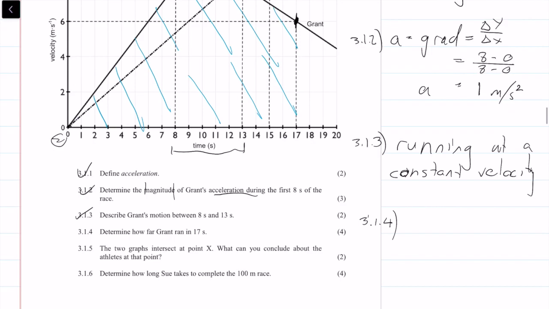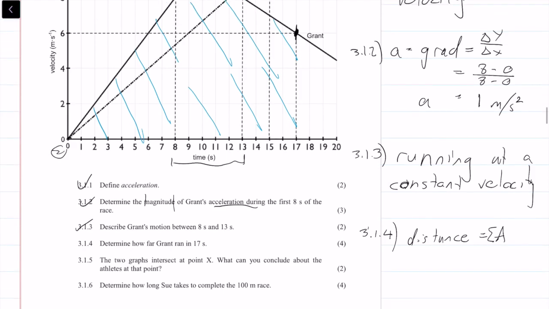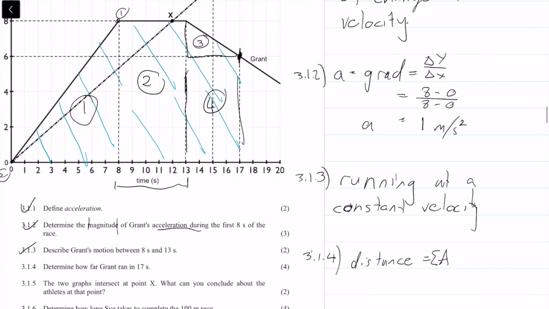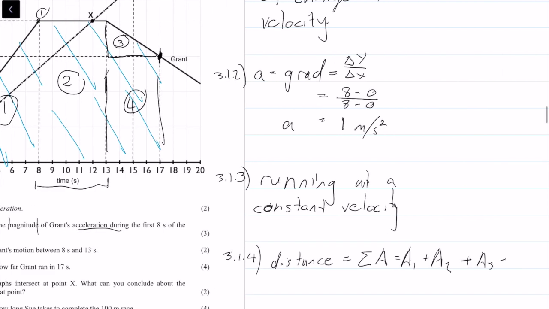So the distance is equal to the sum of the areas. I'll label these in different sections. So this I will say is 1. This will be 2. This little triangle right here, I'll say is 3. And this area over here, I will say is 4. So the distance is equal to the sum of the areas, which is equal to area 1 plus area 2 plus area 3 plus area 4.